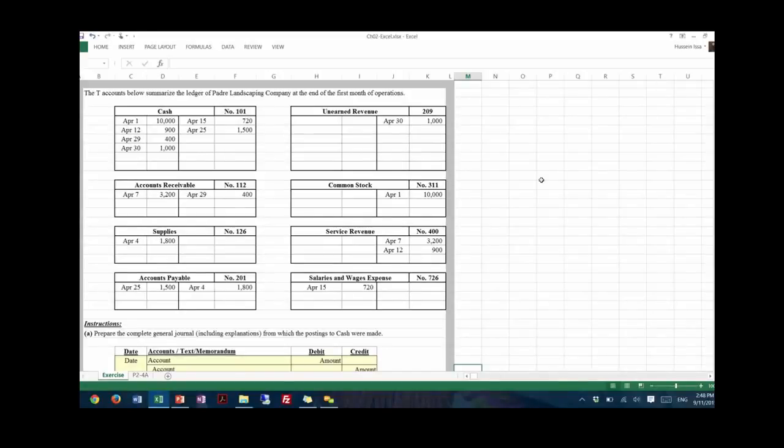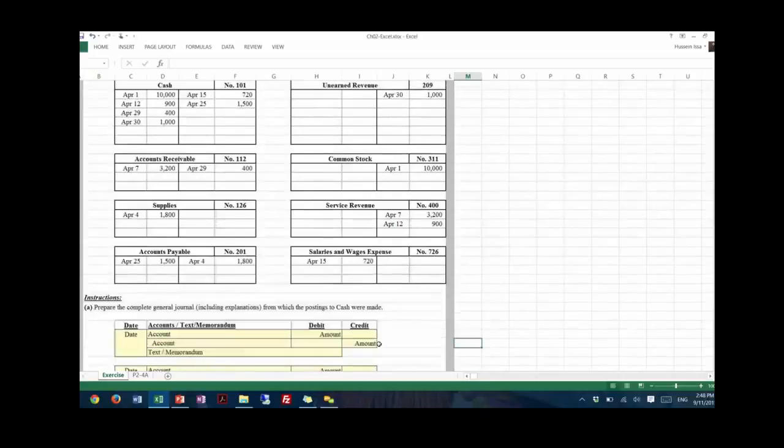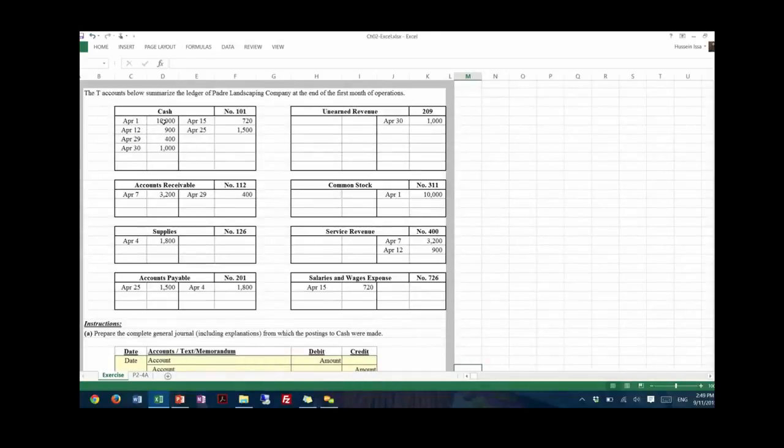And in this problem, we will recreate the journal entries based on the transactions that were posted to the ledger account. Here, what they are asking us to do is to prepare the complete general journal from which the posting to cash came. So we only want to look at cash. When you have to do that, the first thing you need to do is start with the account in chronological order. So April 1st, there was 10,000. You look at the other accounts and see if there was any posting on that day. What do you see?